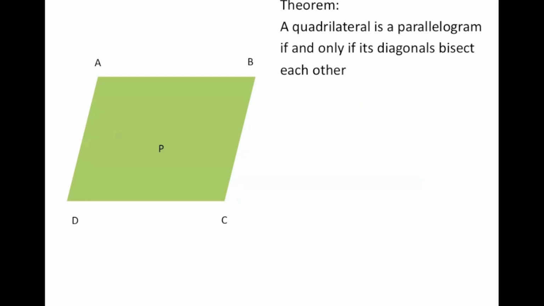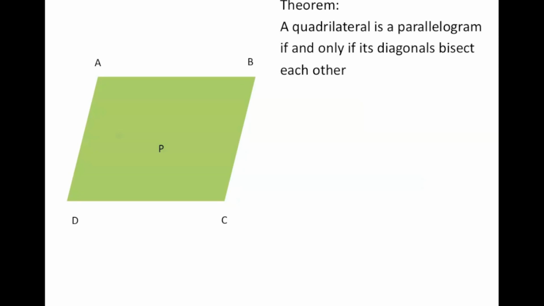Now the last theorem we're going to do is: a quadrilateral is a parallelogram if and only if its diagonals bisect each other. Now, when you have the phrase if and only if, you have to prove this theorem in both directions, which means we have to first show that a quadrilateral is a parallelogram if its diagonals bisect.